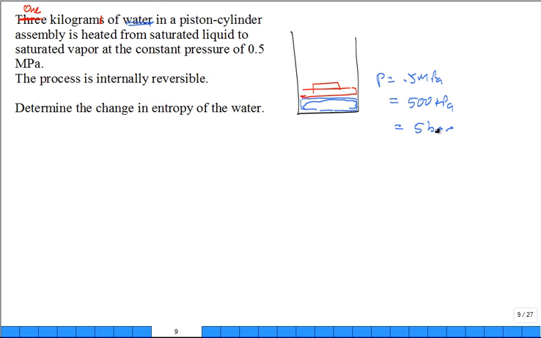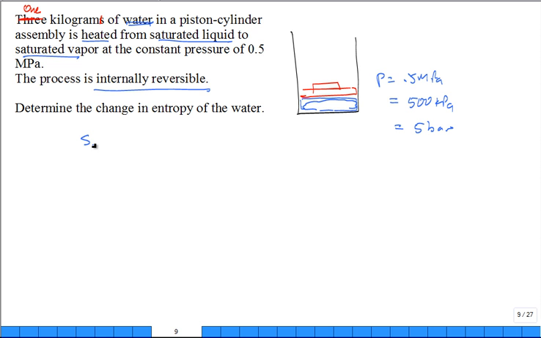All right. The process is internally reversible. A lot of times now we're just going to say this is an ideal process. It's internally reversible. Okay? It's heated from saturated liquid to saturated vapor. You know it's going to expand dramatically. I'm not going to try and show it expanding. Determine the change in entropy of the water.